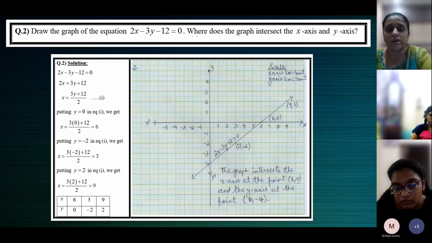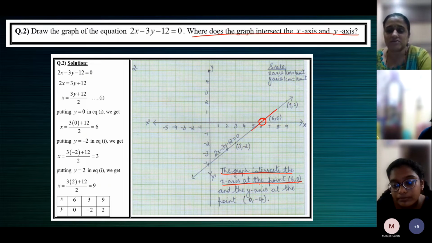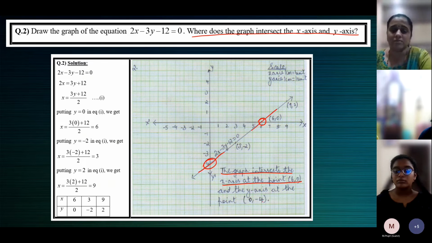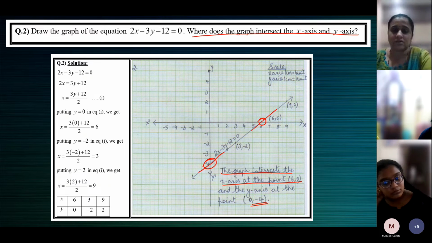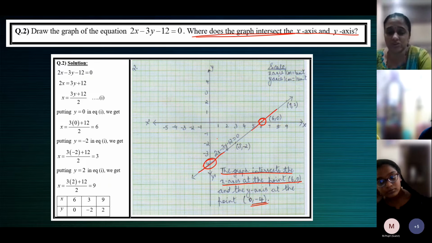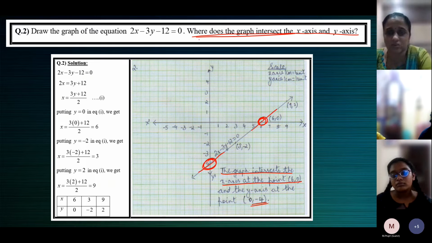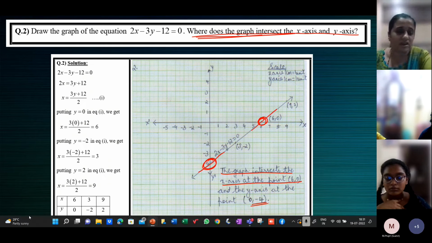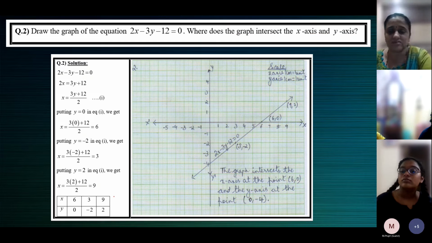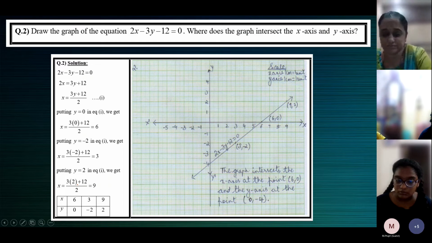And what is the question? Where does the graph intersect the x and y axis? See, this is the graph line. Where does it cut the x axis? At this point, (6, 0). And the graph line cuts the y axis at (0, -4). You will have to write that. They've asked you to mention it, so you'll have to answer it. It's not enough that it is clear from the graph that they meet here and here. Because they've asked where it meets, you'll have to write that the graph intersects the x-axis at this point and the y-axis at this point.